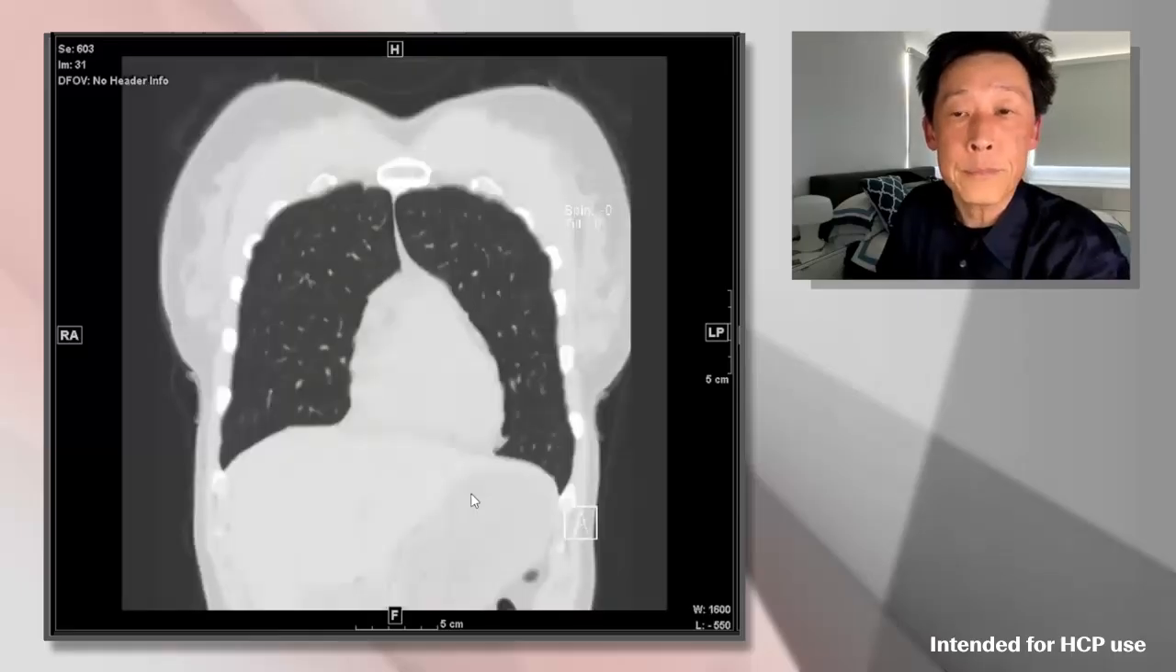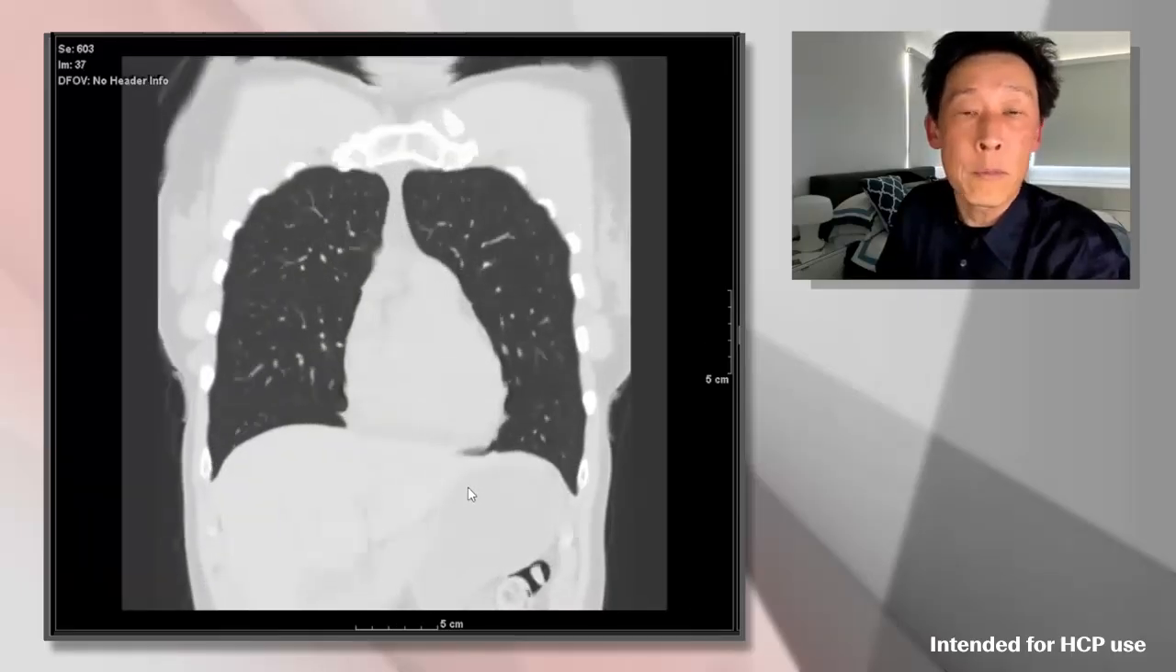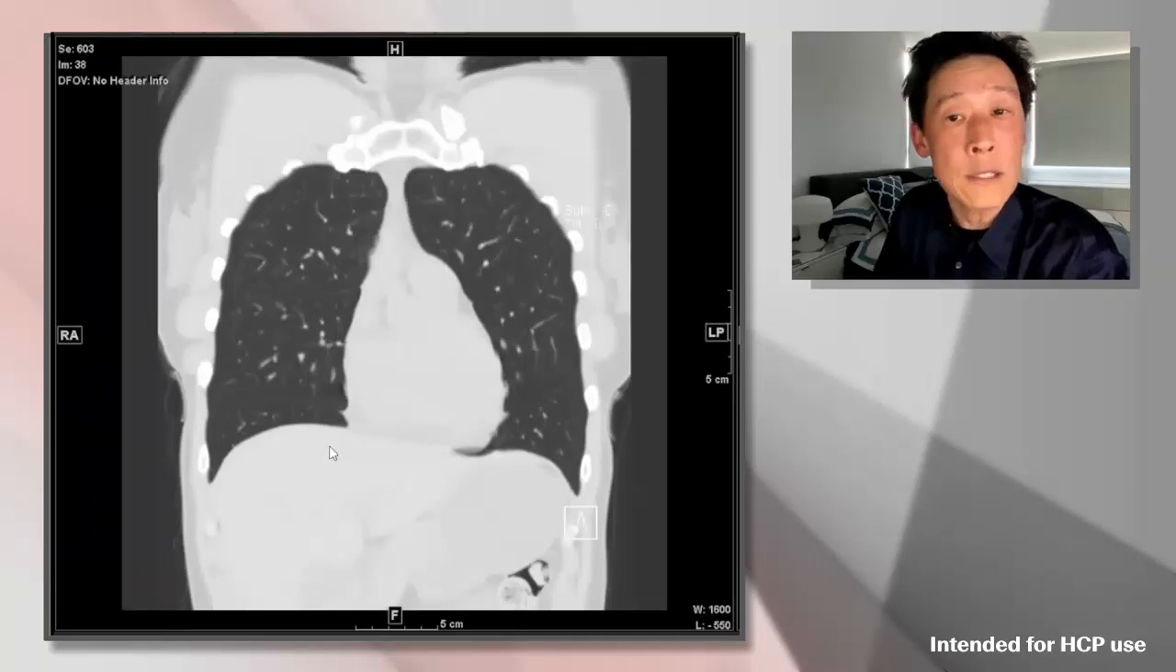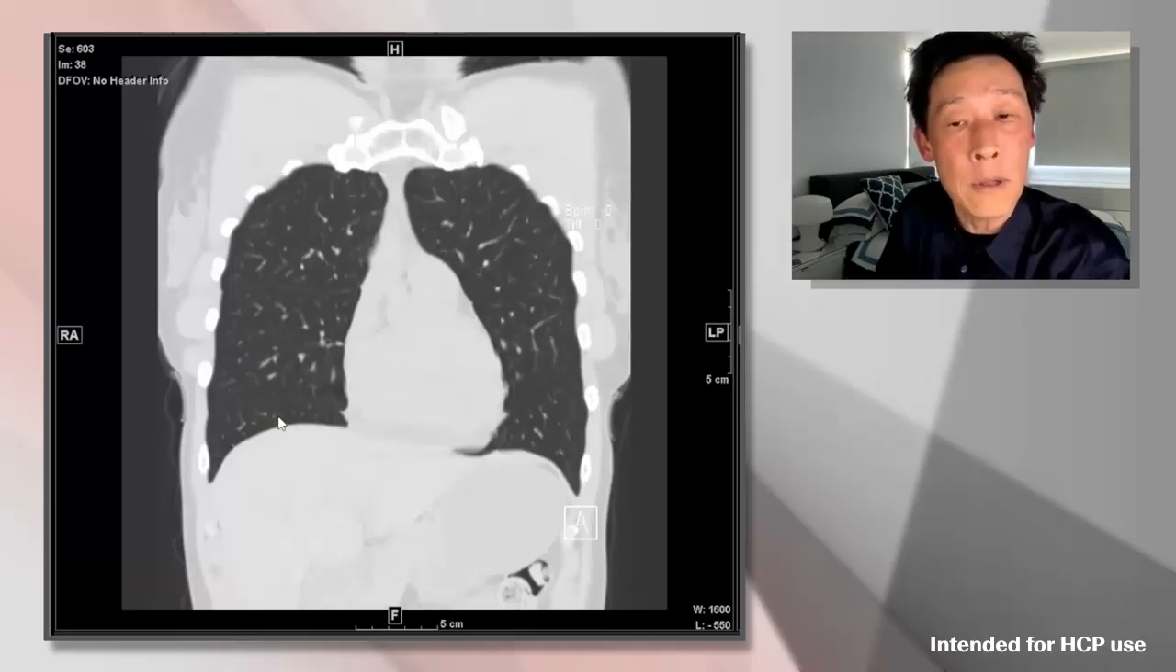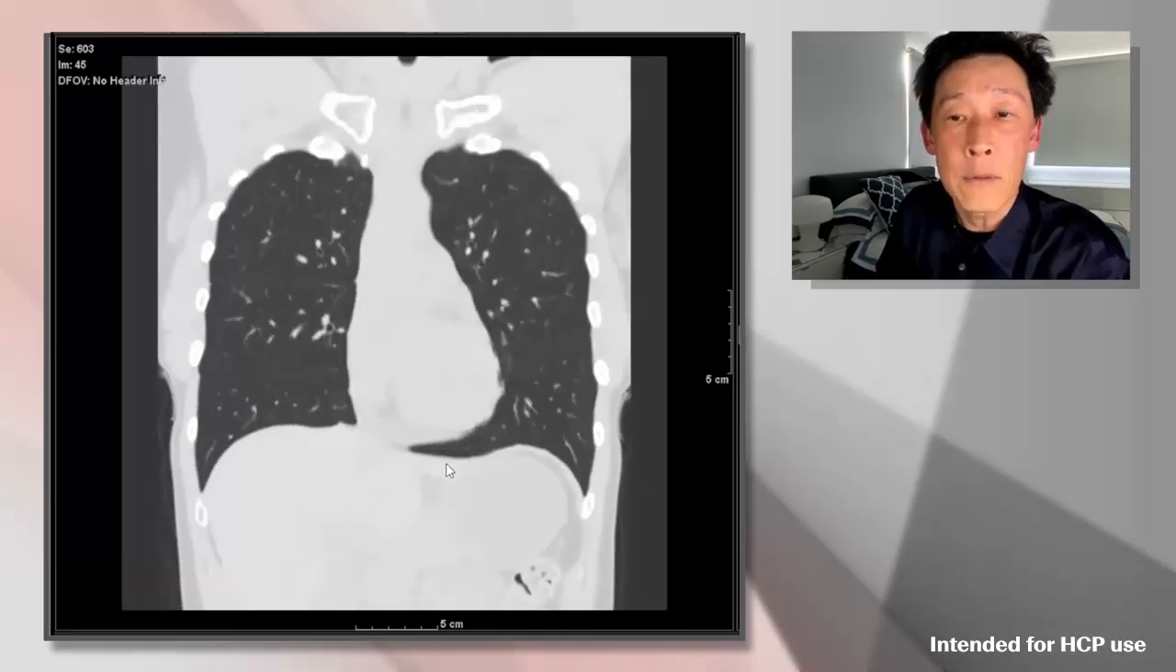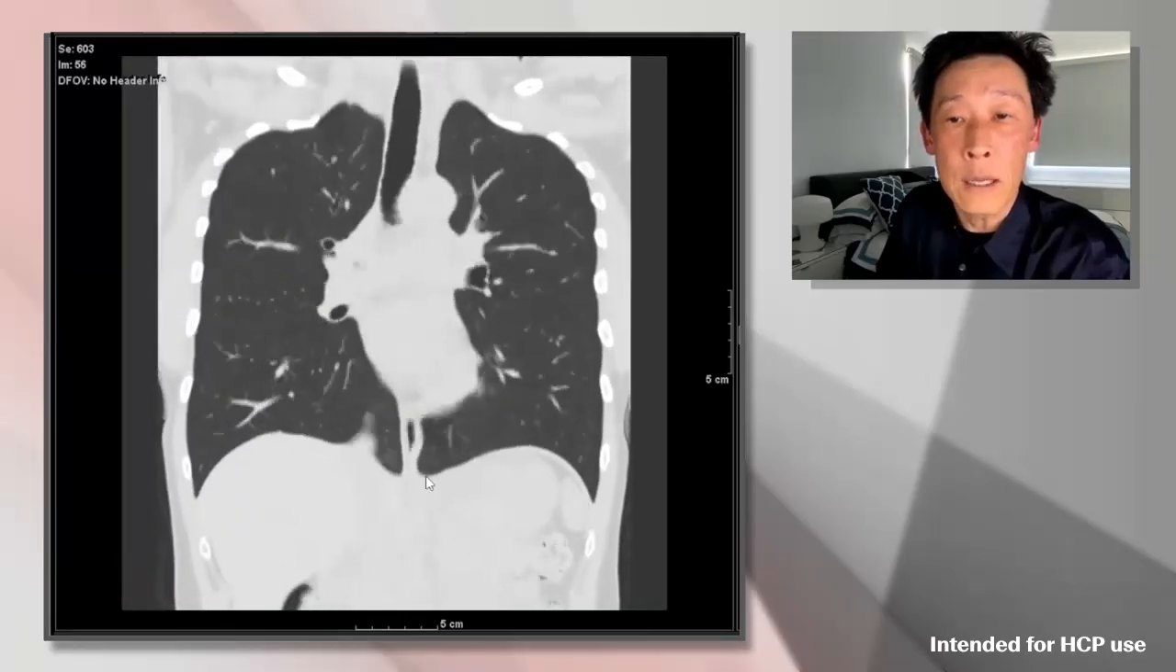As we move posteriorly in the patient's chest, we see again the fissures. So we see the minor fissure, major fissure. So we have right upper lobe, right middle lobe. Now, as we get more into the posterior part of the chest or the middle part of the chest, we'll start seeing the lower lobes, and we can follow these back all the way.